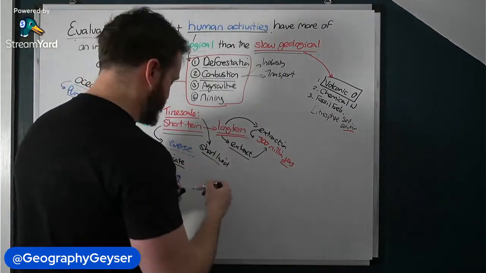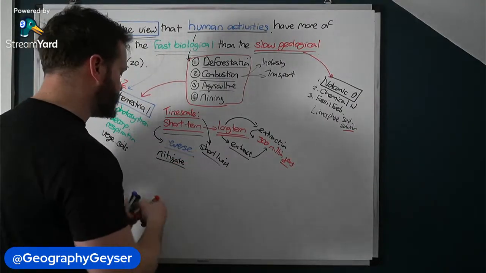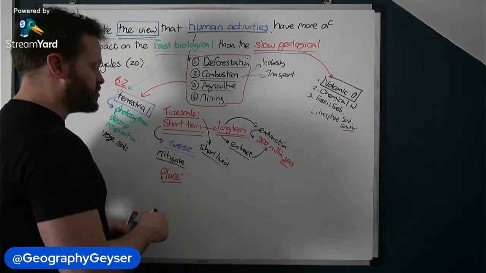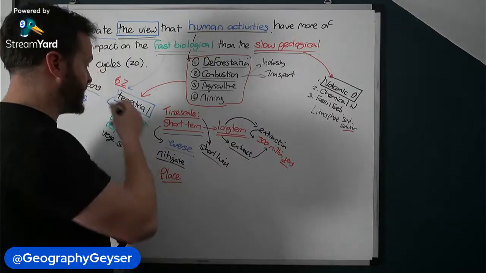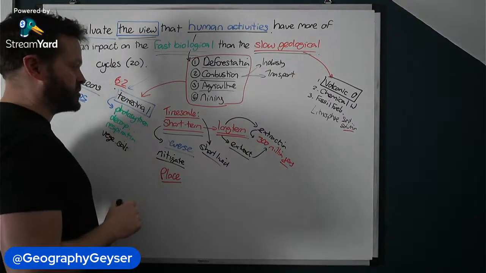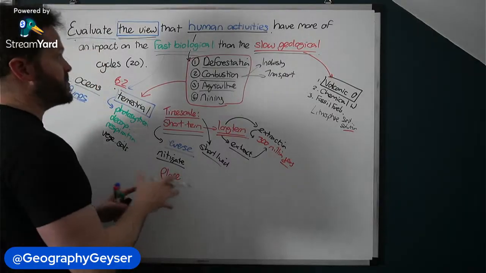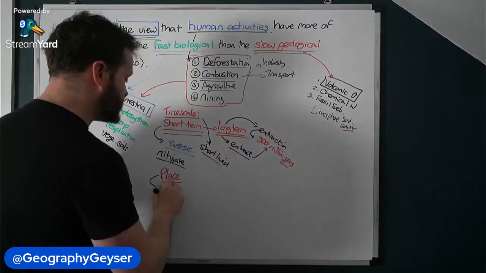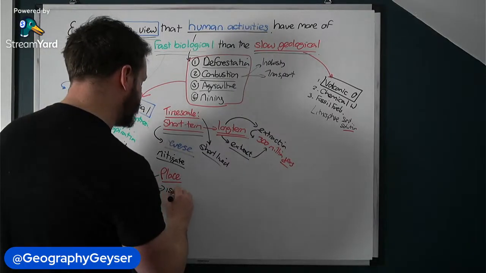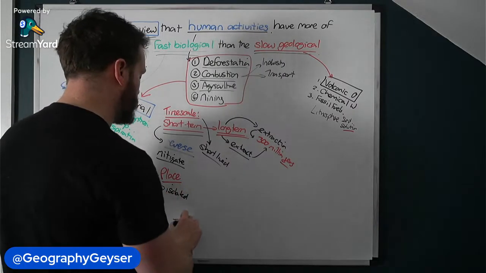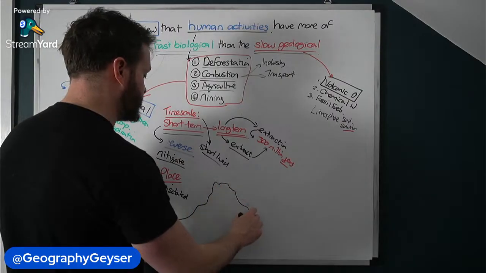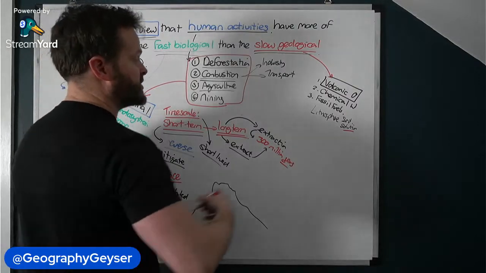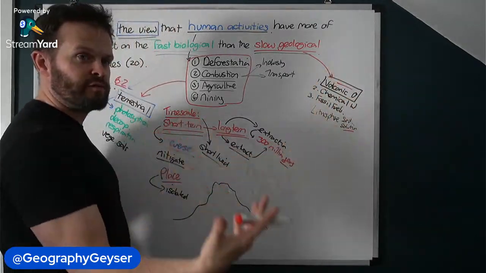But again, we can almost use the perspective of place. In most places around the world, we are absolutely impacting the fast biological cycle more so than we are impacting the slow geological cycle. It's just a fact. However, in some isolated cases, if we zoom in, we are impacting the slow geological cycle to a greater degree than the fast biological cycle. And so volcanic outgassing on the whole, we don't really have much influence over that.